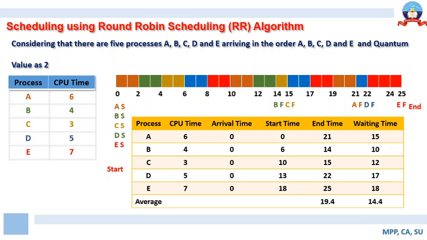Likewise, waiting time is turnaround time minus burst time. So 21 minus 6 is 15, 14 minus 4 is 10, 15 minus 3 is 12, 22 minus 5 is 17, and 25 minus 7 is 18. So the average waiting time is around 14.4. This is how the round robin scheduling algorithm works.